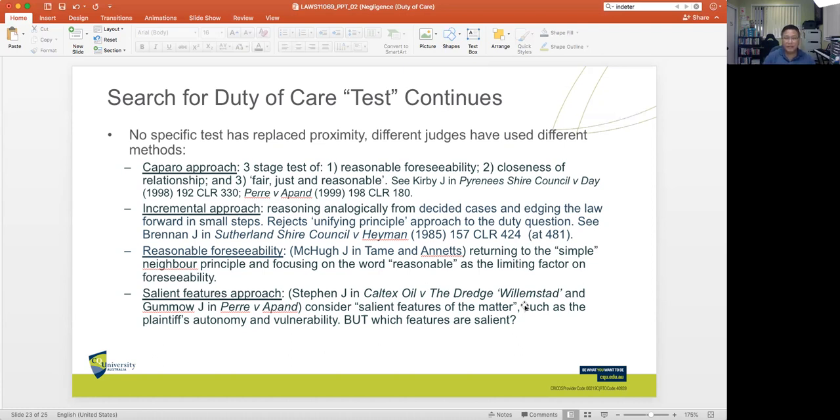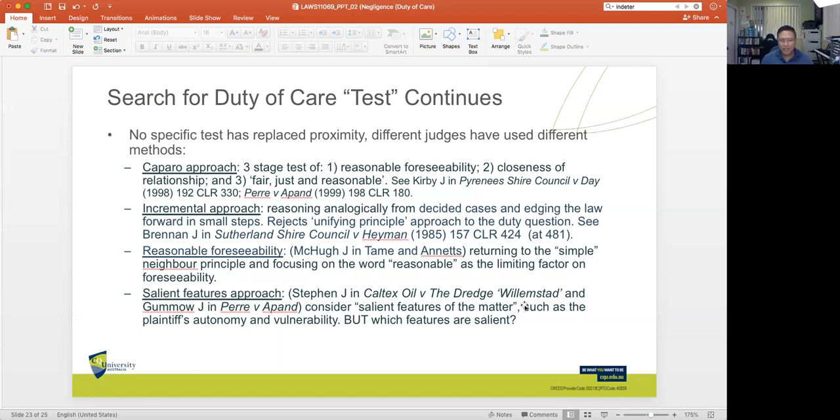Reasonable foreseeability continues, however, to be a strong guiding principle, which returns to the simple neighbor principle and focuses on the word reasonable as the limiting factor on foreseeability. So when you examine the issue of reasonable foreseeability, what exactly do we mean by reasonable, and what can we consider to be reasonable in terms of a duty of care?